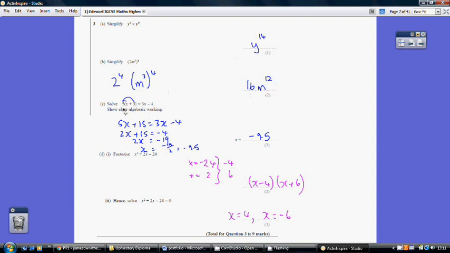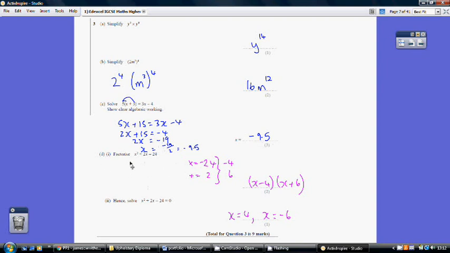Now part C, we start off by expanding the left hand side. So the bracket, 5 times x is 5x, 5 times plus 3 is plus 15. So 5x plus 15 equals 3x minus 4. Subtract 3x from both sides. We get 2x plus 15 equals minus 4. Subtract 15 from both sides. We get 2x being minus 19. Halve both sides. We get x being minus 19 over 2. That's fine as a final answer, but you could have put it as minus 9.5.